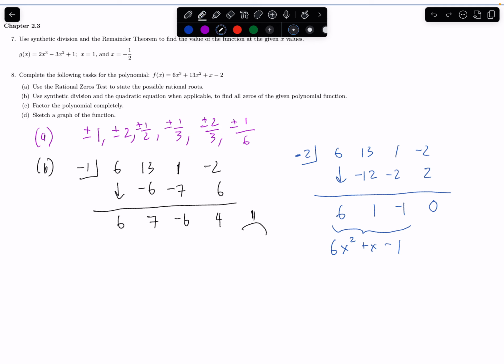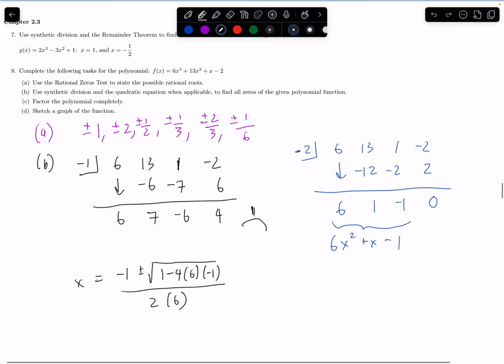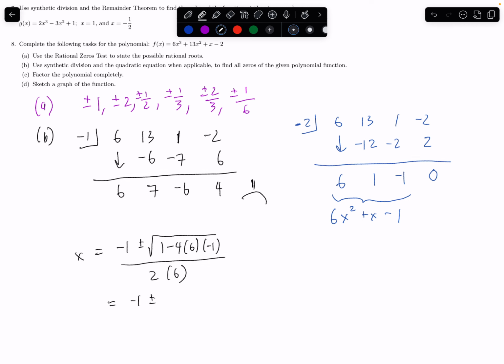And to find the remaining ones, we're just going to use the quadratic equation. x equals -b plus or minus the square root of b squared minus 4ac all over 2a. Okay, which is, let's go down actually. Just -1 plus or minus the square root of 1 plus 4 times 6, which is 24. So square root of 25 over 2 times 6 is just 12. And this is going to split into two cases. Square root of 25 is 5, so it's -1 plus 5 over 12, or -1 minus 5 over 12.